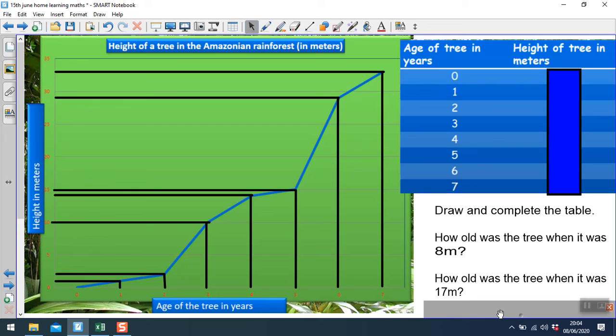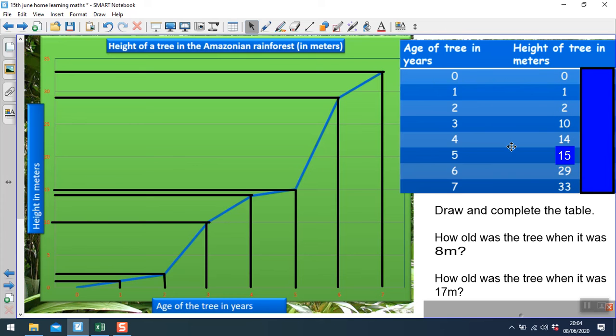A couple of questions now. How old was the tree when it was 8 metres tall? So looking again at this data, when it was 8 metres tall, well, I haven't got 8 on there, so I've got to think about this. So obviously it's a continuous graph. What I could do is look at 8 metres on here. I'll change the colour of the line now. So 8 metres tall, so that's 5, 6, 7, 8, 9, 10. It's about there. And draw a line going down. So I know it was 2 and a bit, not quite at 3, because when it was 3 years old, it was 10 metres. So it was 2 and a bit, over 2.5 definitely.